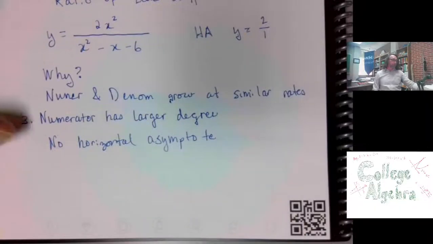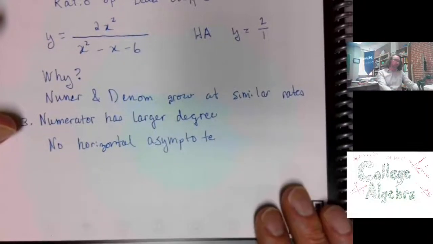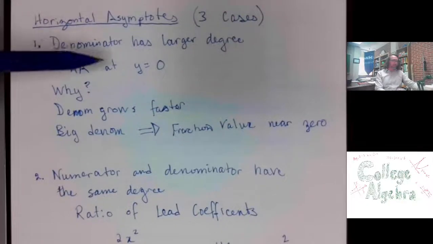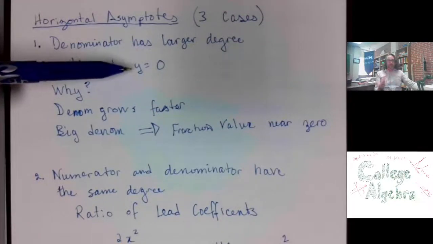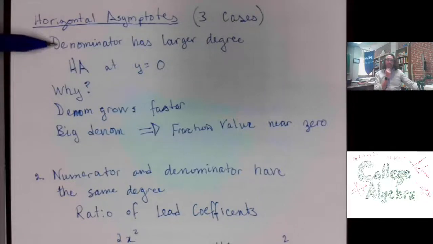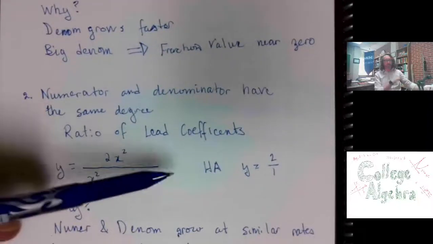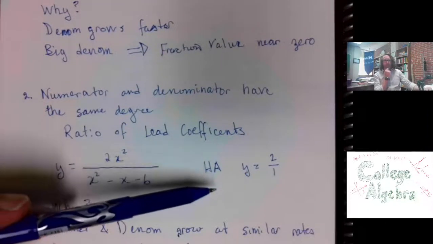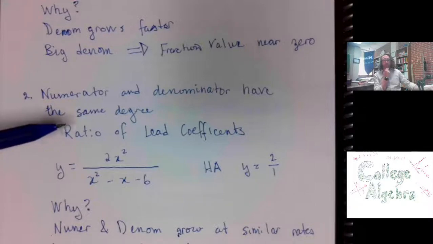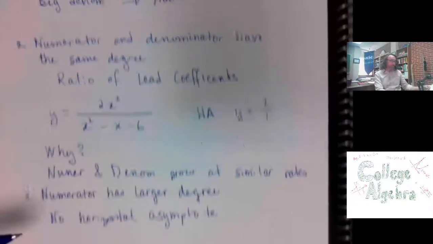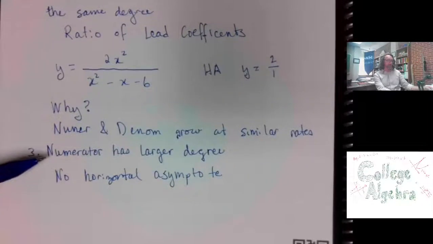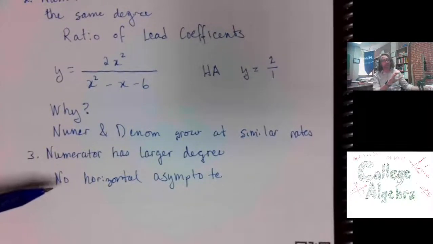Okay, so the three cases that I want you to remember for horizontal asymptotes are: you could have a horizontal asymptote at y equals 0. You know you're in this case if your denominator has the bigger degree. You could have a horizontal asymptote at the ratio of the lead coefficients, and that'll happen when your numerator and denominator have the same degree. Or you could have no horizontal asymptote. So if the numerator is bigger, your graph will not have a horizontal asymptote.